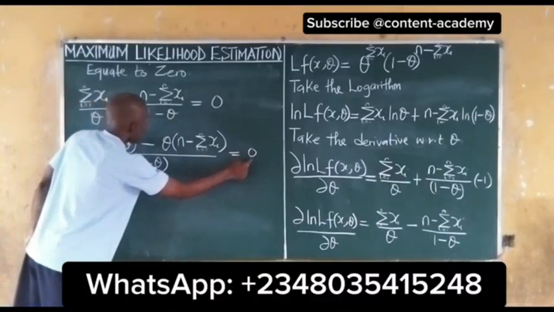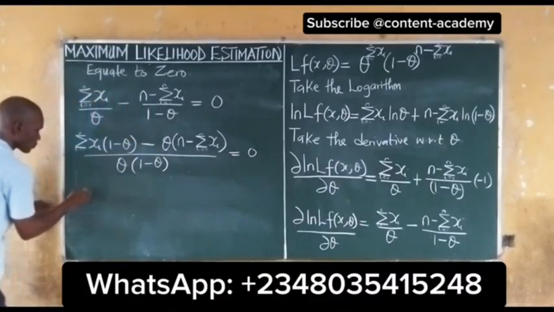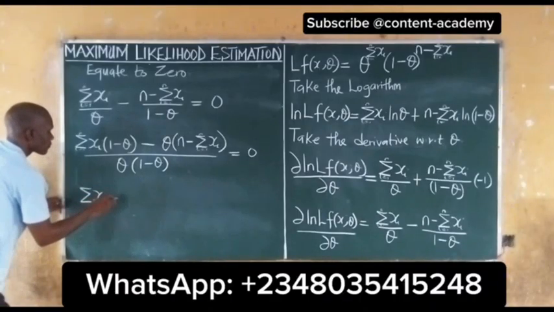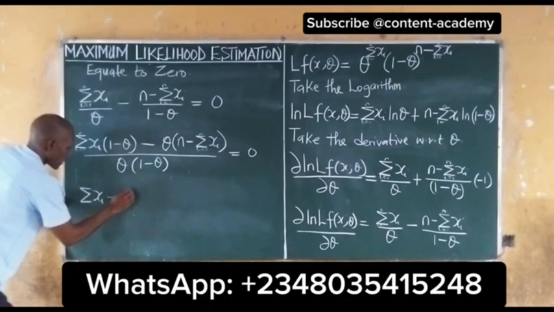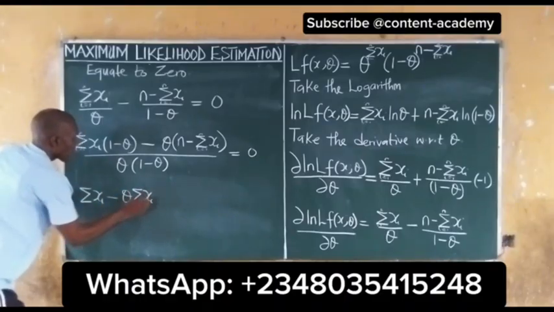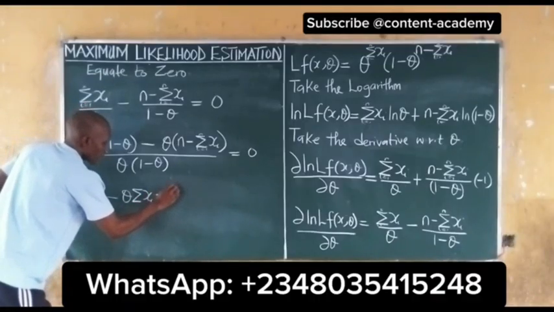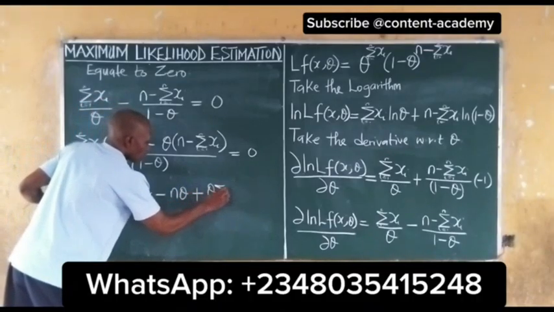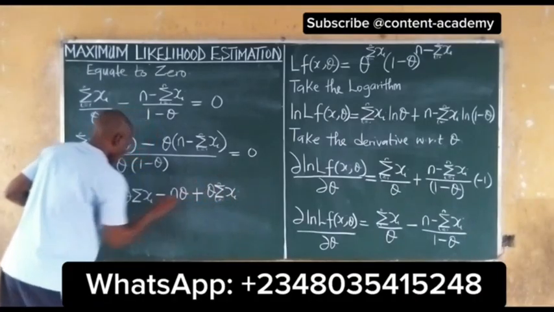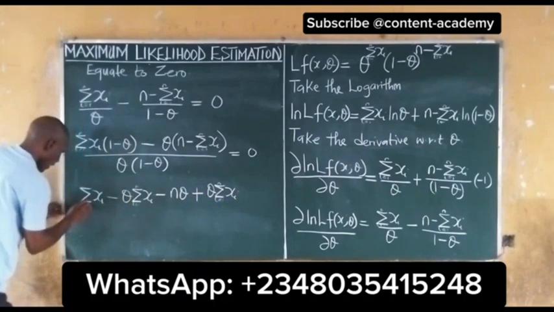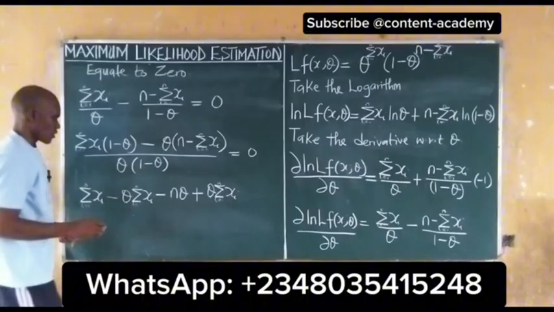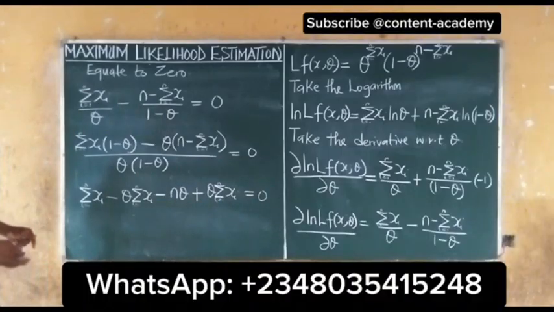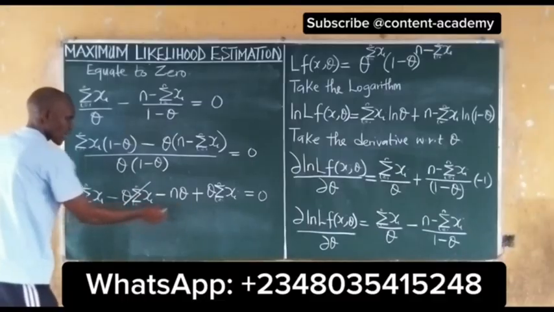Of course, if we multiply this to give us 0, we can open the bracket. If we open the bracket, we get summation of xi minus theta summation of xi minus n theta plus theta summation of xi, as i running from 1 to n. Of course, this is equal to 0. Of course, this will multiply this to give us 0. Now, if you look at this, we can cancel this.